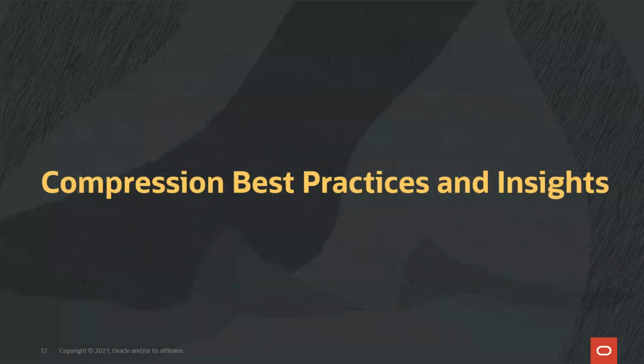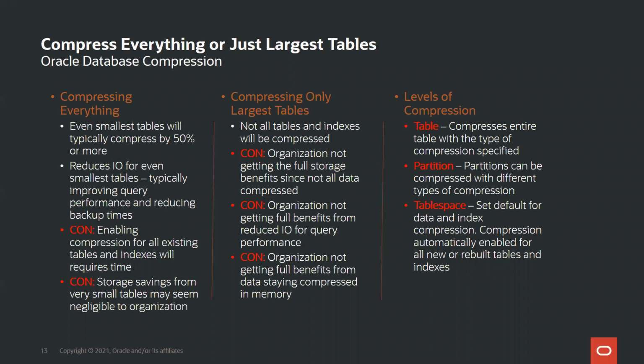Some best practice insights around compression. So the first 2 look at a very common question: should I compress everything or just compress my largest tables only? The argument for compressing everything is that it enables you to get all the benefits for all your tables, regardless of size. As I mentioned earlier, in the past we'd only recommend compressing the largest ones, and we would not suggest compressing the smaller ones for no other reason than we thought you get the biggest bang for the buck from compressing the largest tables.